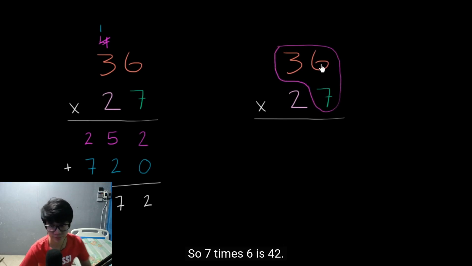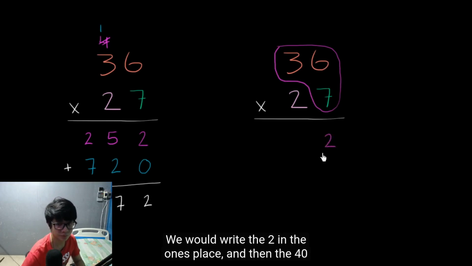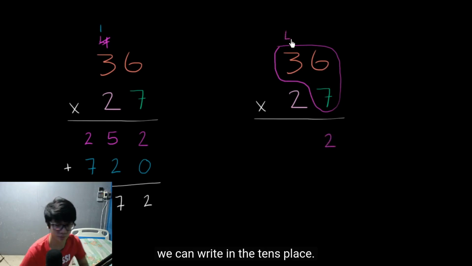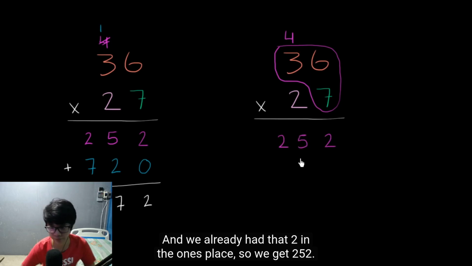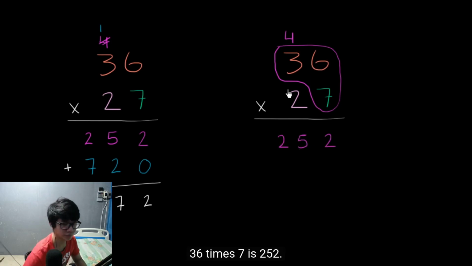So 7 times 6 is 42. We would write the 2 in the ones place. And then the 40 we can write in the tens place. This 4 represents 40. 7 times 30 is 210. Plus 40 is 250. And we already had that 2 in the ones place, so we get 252. 36 times 7 is 252.